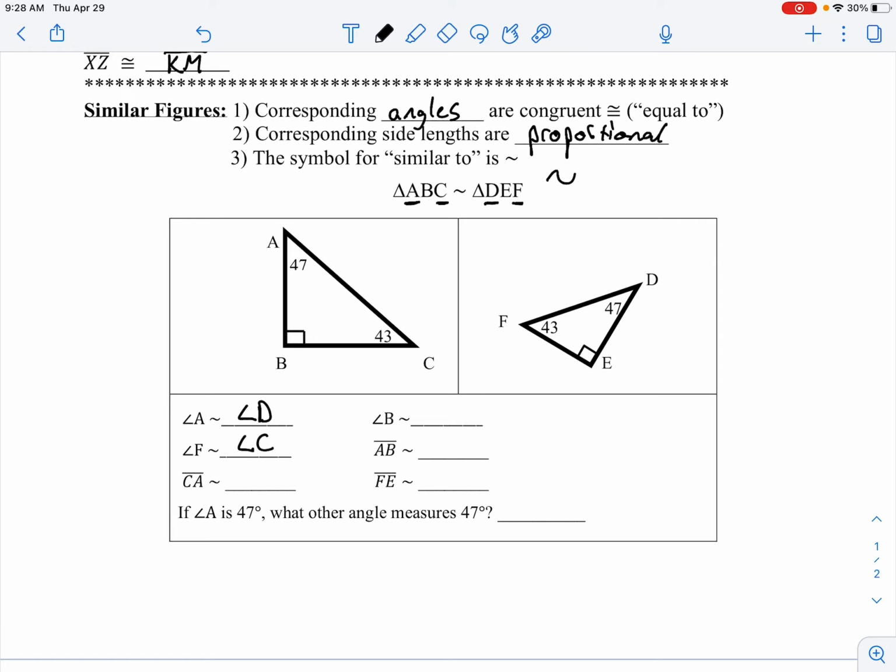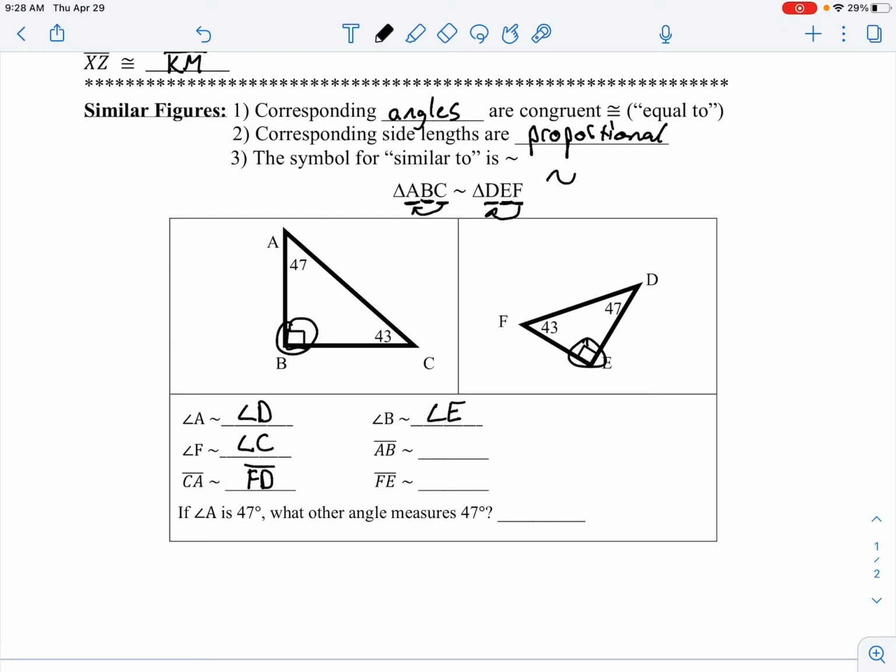And then side length CA, C to A, is the same as F to D. So we are going to say FD. Angle B is the same as, well, we can see that's the right angle here. So we want to make it the right angle there. And then also B in the name is in the same spot as E in the other's name. So angle B is congruent to angle E.